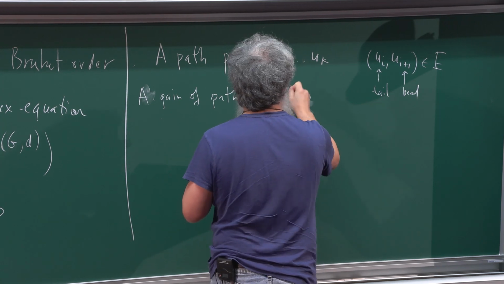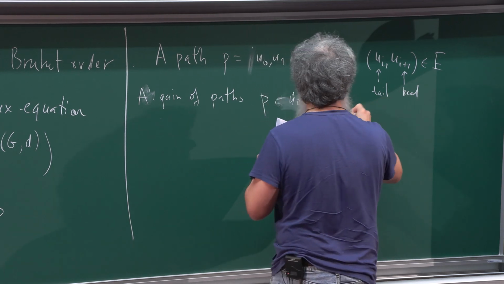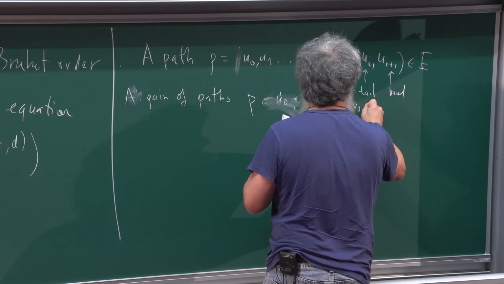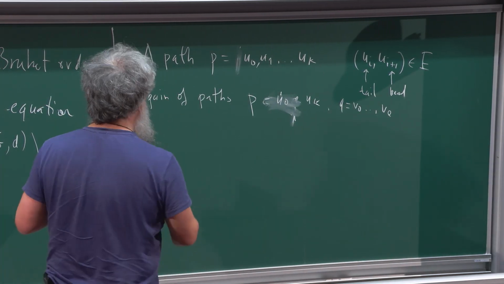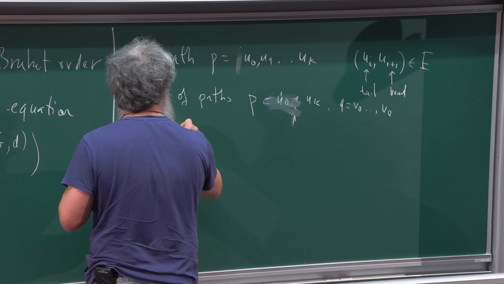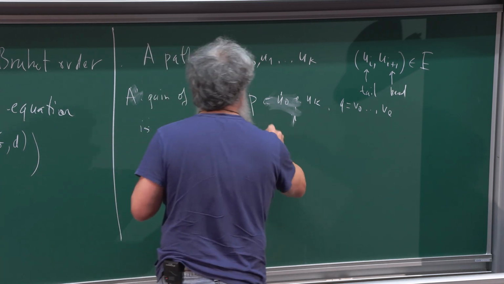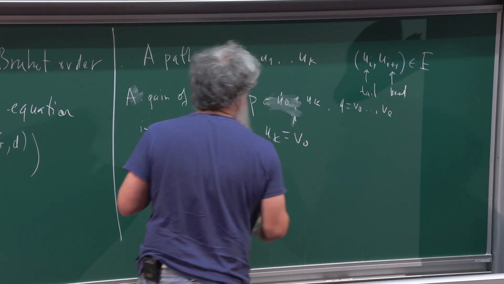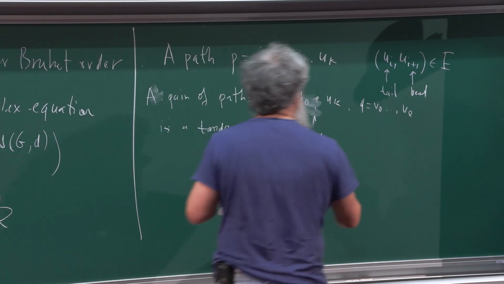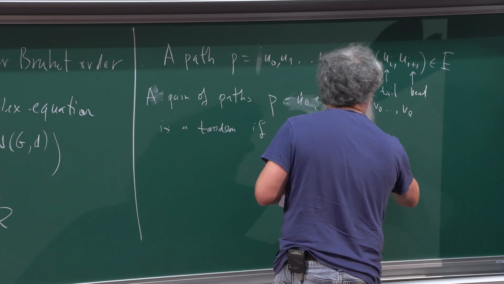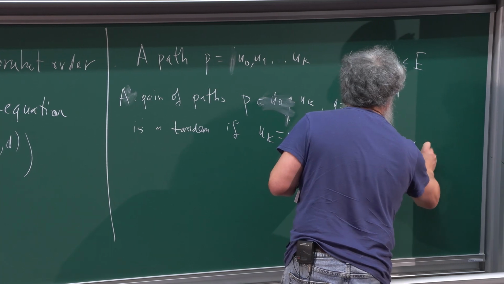So P is (U0, ..., UK), and Q is (V0, ..., VL). A pair of paths is called a tandem if UK is equal to V0. That means that we can just concatenate the two paths, and the concatenation is just the path (U0, ..., UK, V1, ..., VL).